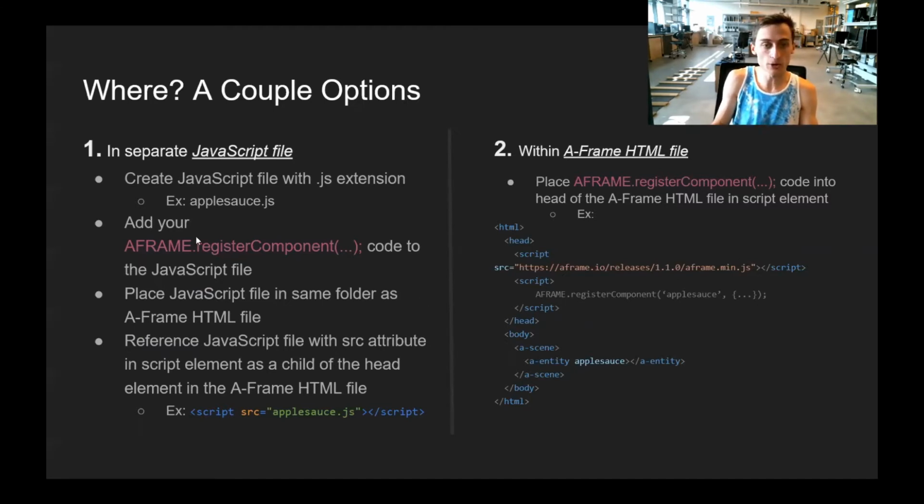So essentially, you're taking your A-frame.register component code and putting it in a completely separate file. It's going to be a JavaScript file, so the extension is going to be .js. I named my file applesauce.js. Another good rule of thumb is that the name you give in your register component function, that first argument, should be the same name you use to name the file. So if your component is named applesauce, you should probably name the JavaScript file applesauce.js.